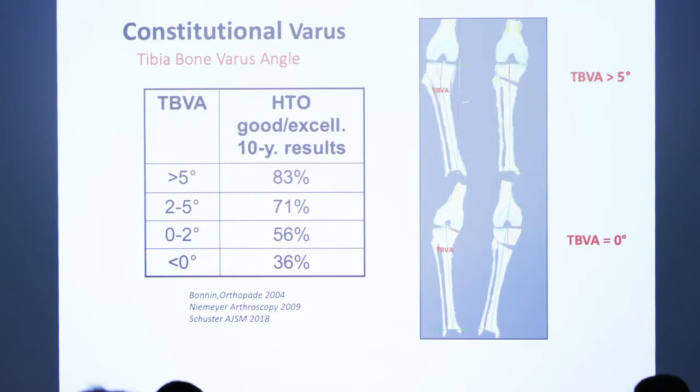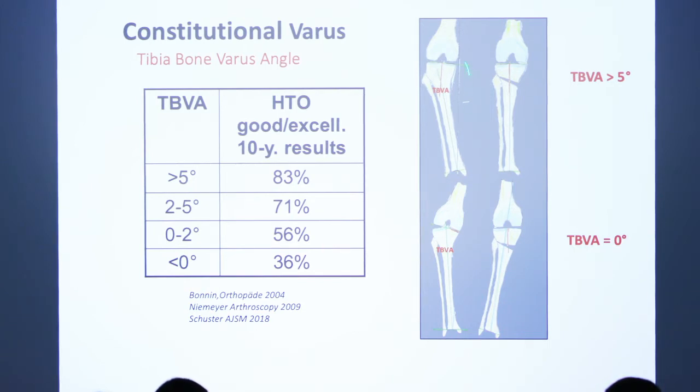Now, what is this constitutional deformity? There is a nice concept from the Lyon work group from Bonin. He found out about this tibial bone varus angle. This tibial bone varus angle is defined by the angle of the proximal part of the tibia in relation to the mechanical axis of the tibia. I don't want to show it here because it's out in the literature, you can really look it up. But anyhow, it gives you a good idea of how the metaphysis of the tibia looks.